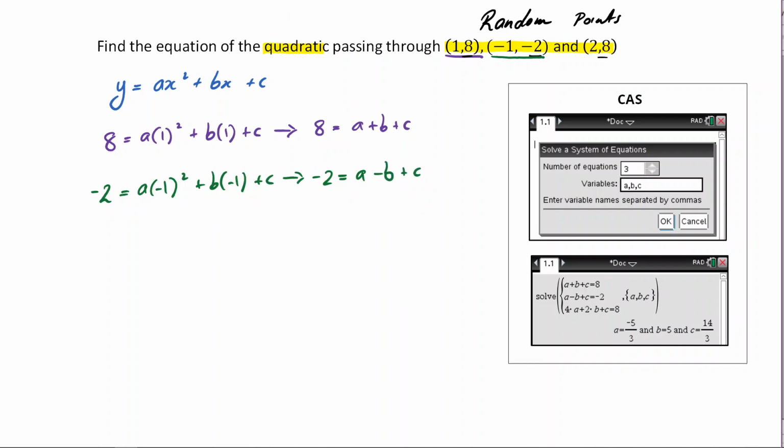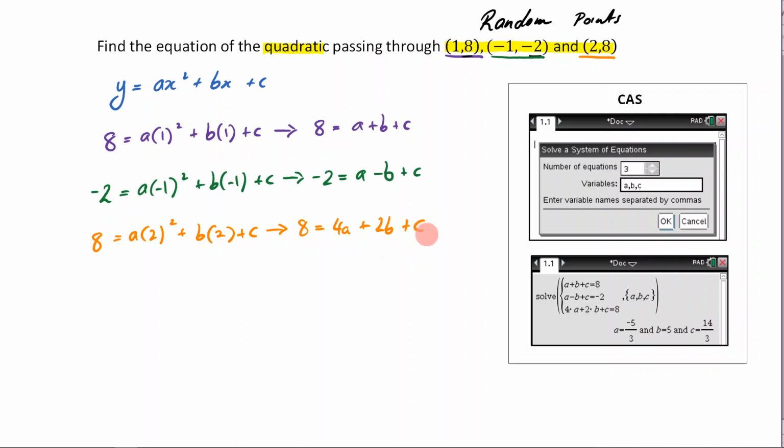Then the next one that I'm going to get is this point right here. So I'm going to put an 8 into my y spot, and then I'm putting a 2 into my x spot. So I'm going to put 2 there, squared, plus b times 2, plus c. Which means I'm going to end up with 8 is equal to 2 squared, which is 4a, plus 2b plus c.